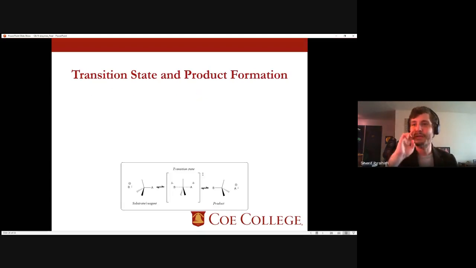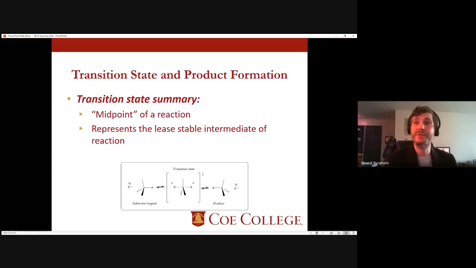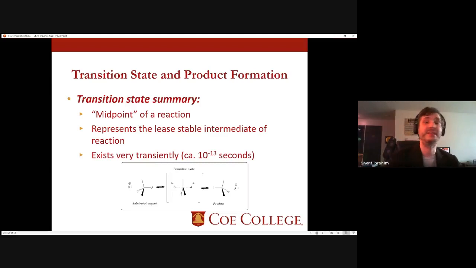Okay, so here's my little figure here. I've got a reaction where B is going to form a bond with these things that kick off A. The transition state is when half of the bond with B is formed and half of the bond with A is broken. It's kind of weird. So it's the midpoint of a reaction and represents the least stable of those interactions. They exist very transiently, usually around 10 to the negative 13 seconds. Okay, it's a really small amount of time.